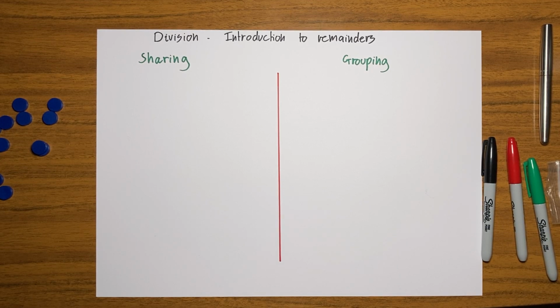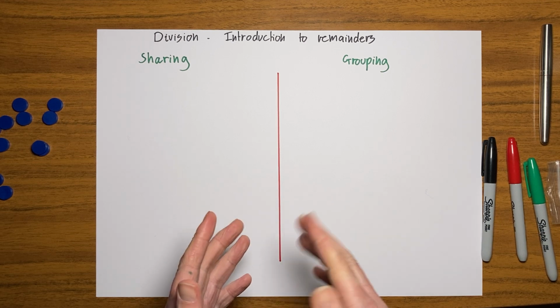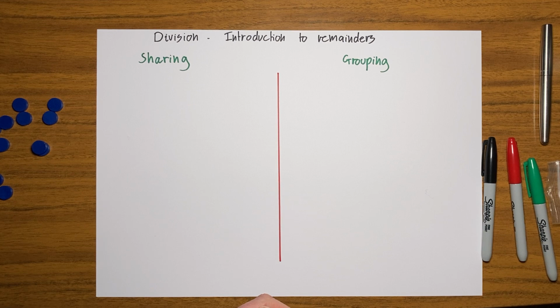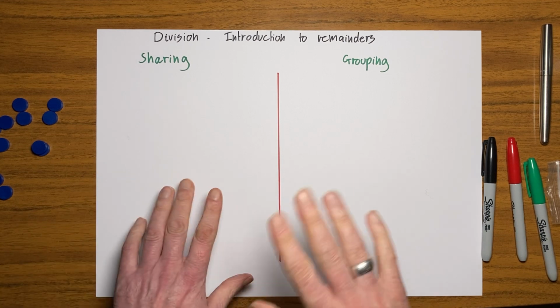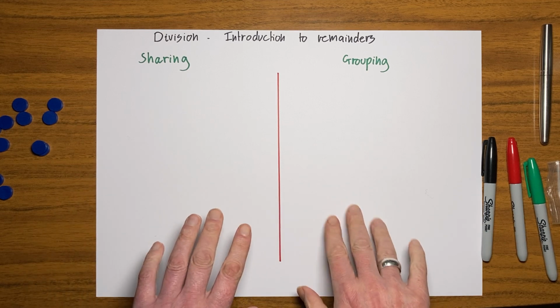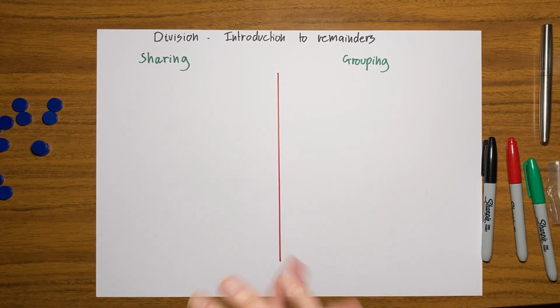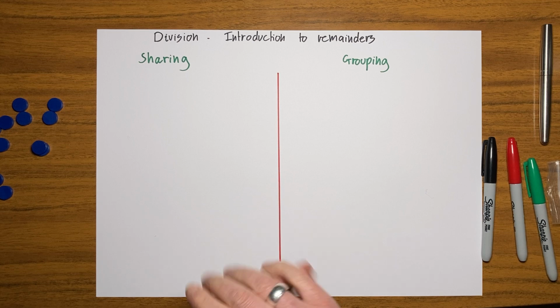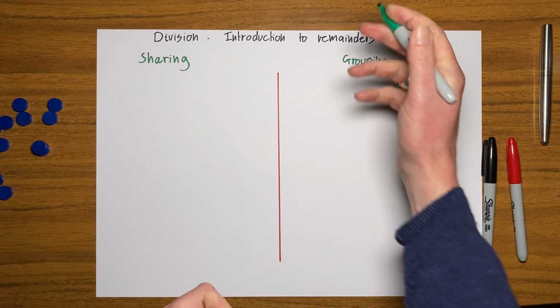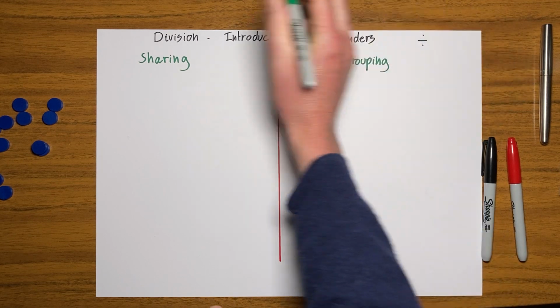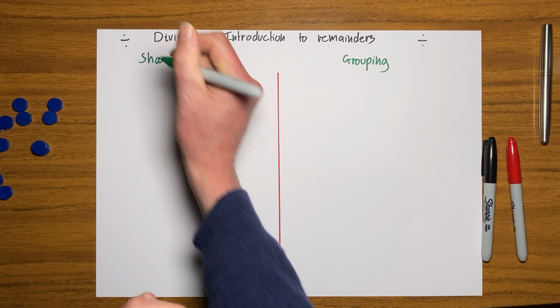Hello and welcome to this video where I'm going to introduce you to remainders, which happen when we have a number and it won't divide exactly into another number. As you can see, I've split this into sharing and grouping. It's well worth going back to the first video I've done on this where I explain exactly what sharing and grouping is, because they're different ways of looking at division. Let's put that symbol up here so that we know exactly what I'm talking about.